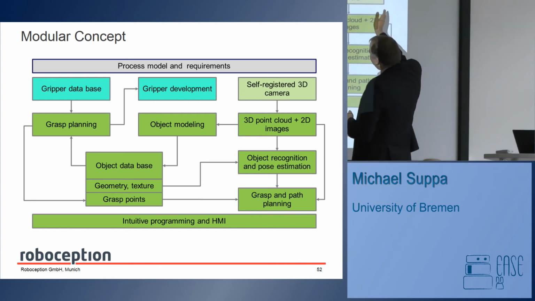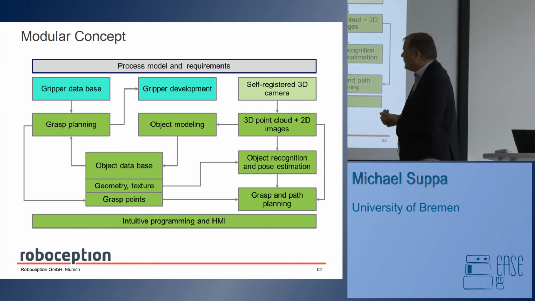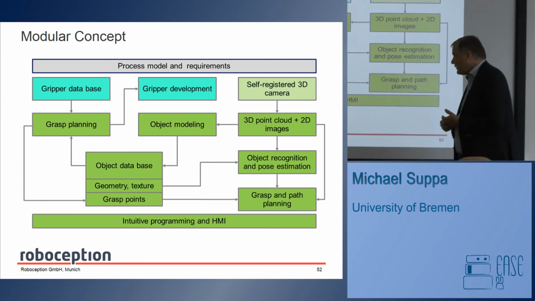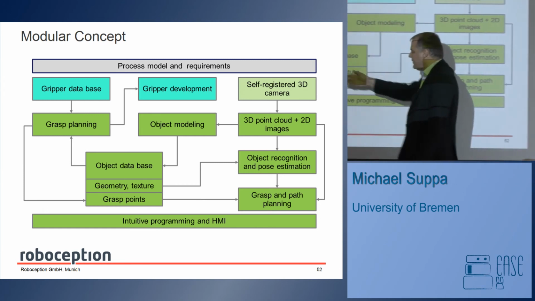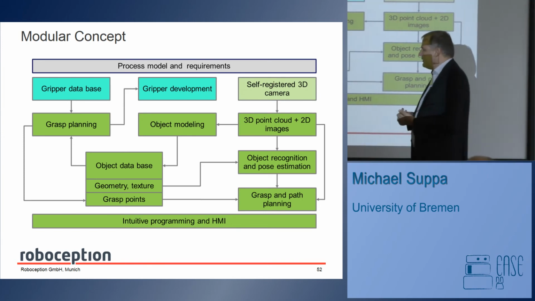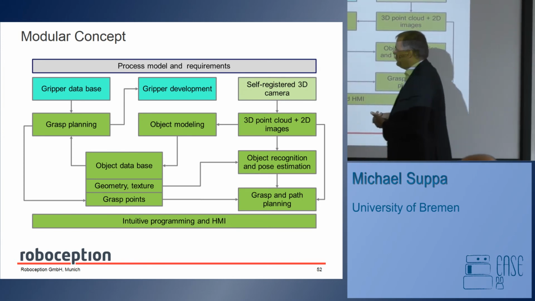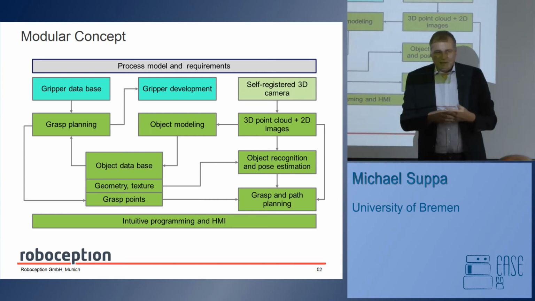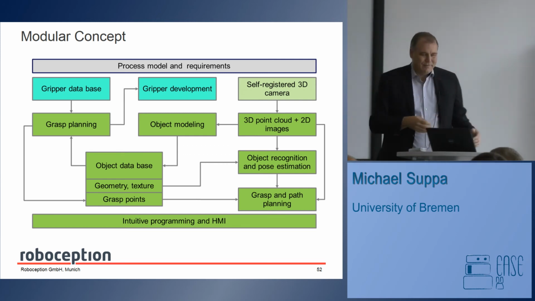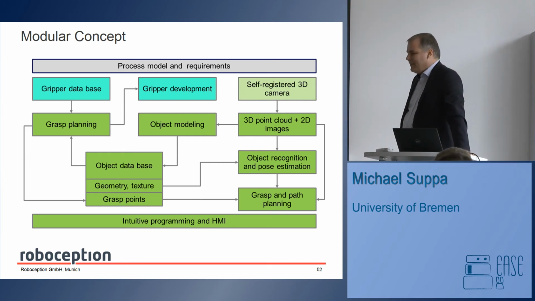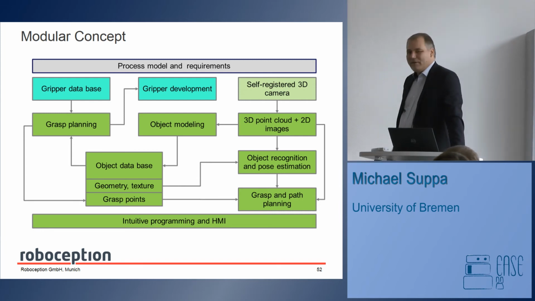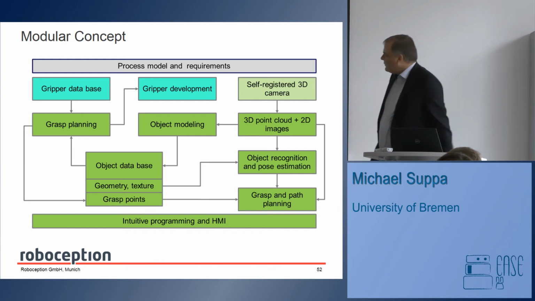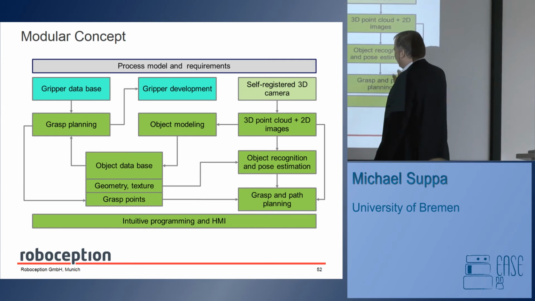So basically we are up here, then we are getting our 3D point cloud and also our 2D images. There may be a modeling part of it. Sometimes it's required, in most cases not. You may have an object database that contains geometry, texture, and other information about your objects. You may have to do some grasp planning based on that. You have a gripper. In our applications, it's maximally, let's say, three fingers. Most of the time, it's two fingers or suction cups. That's not like hands or something like this, but much simpler grippers and grasping technology. And in the end, you have your object recognition, pose estimation, grasp and path planning.